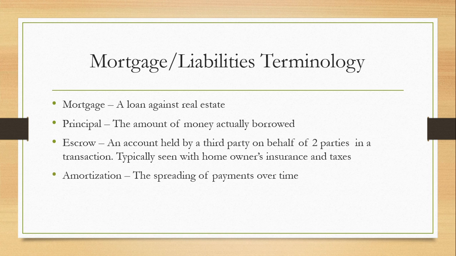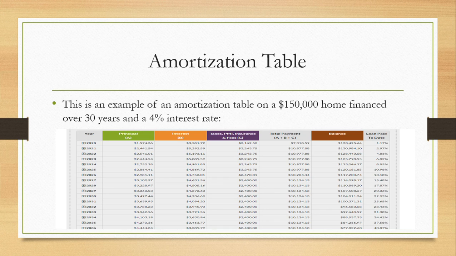Amortization. Amortization is the spreading of payments over time. So what we have here is your standard amortization table that you usually see anytime you want to check out a mortgage calculator. So this is an example of an amortization table of a $150,000 home financed over 30 years at a 4% interest rate. So as you see in the first year, 2020, you're going to pay almost $1,600 in principal, almost $3,600 in interest, taxes, insurance, and fees, etc. And that goes all the way down for the entire 30 years until you reach zero.